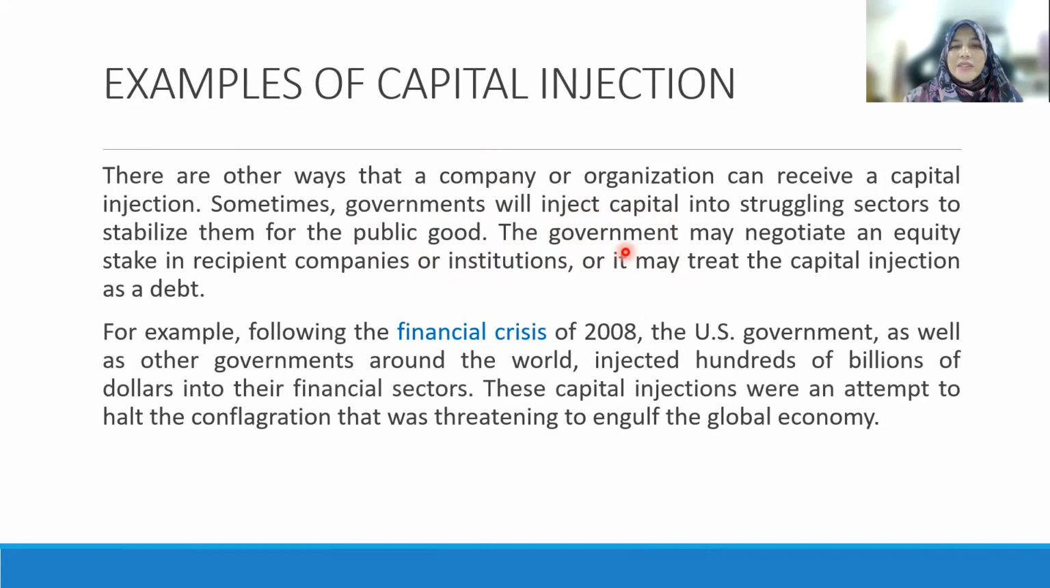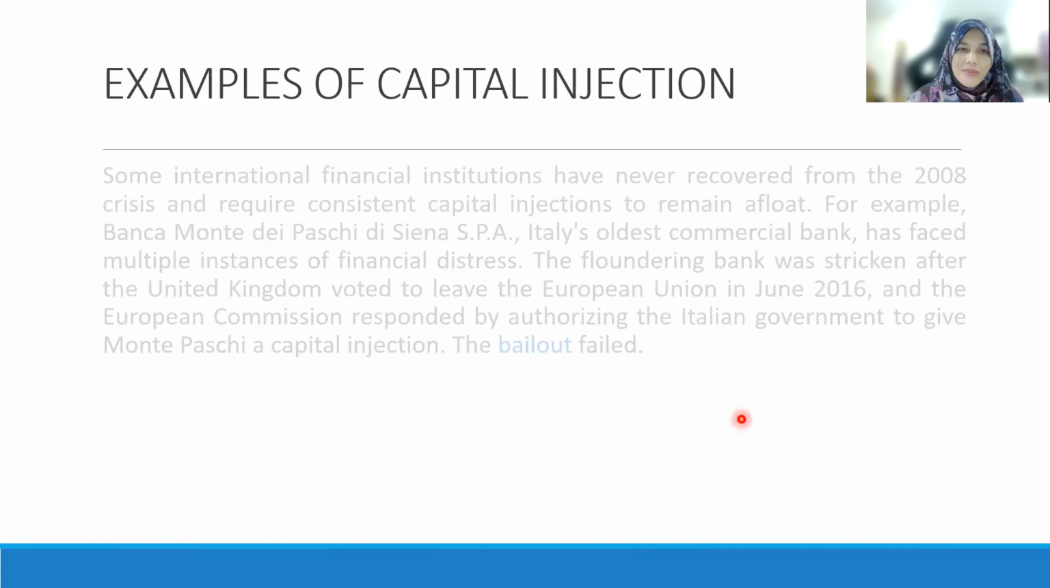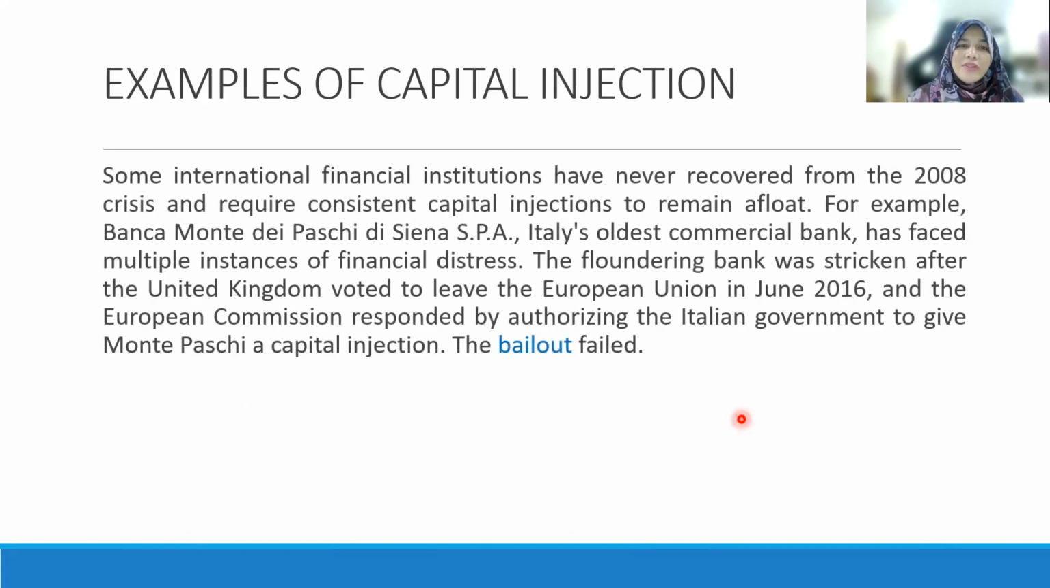Okay, so this is what happened during the financial crisis in 2008. The US government also gave capital injection to many banks in the US. And then some of the banks until now have not recovered. Yeah, for example, Banca Monte dei Paschi, which is an Italian bank.